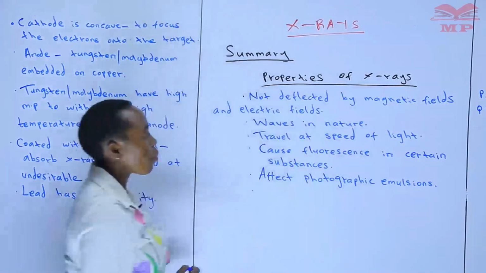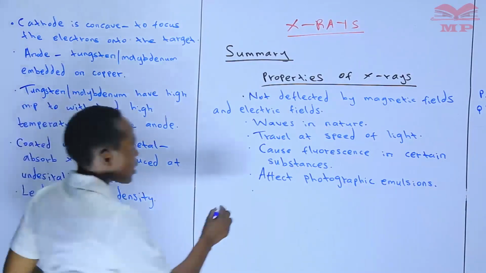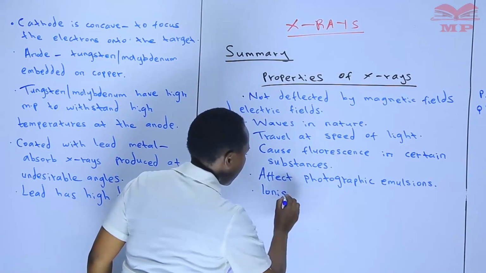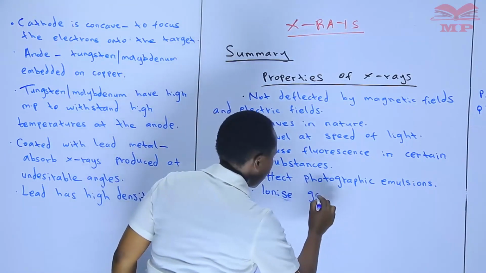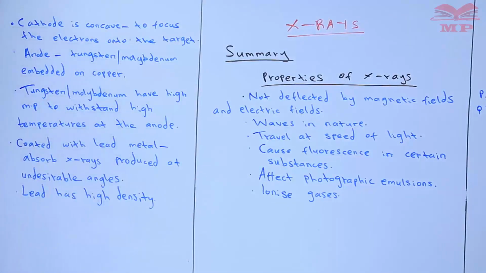That is another property of the X-rays. We also say that they ionize. You can use Z or S. They ionize gases, making them conductors. That's another property of the X-rays.